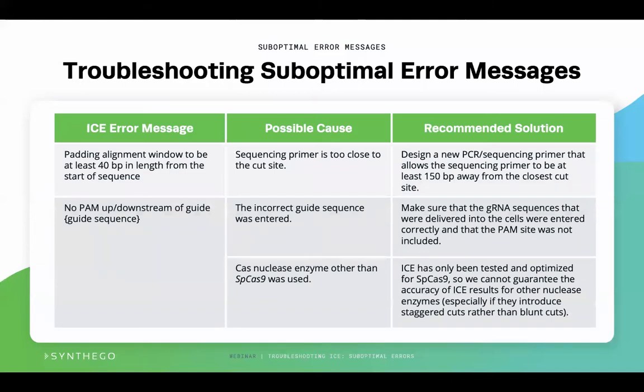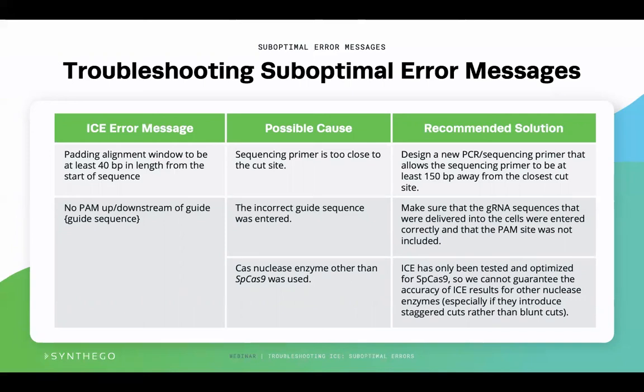Another common suboptimal error message is no PAM up or downstream of the guide sequence. There are 2 possible causes for not having a PAM sequence being recognized. One possible cause is having an incorrect guide sequence being entered into ICE initially. Similar to other messages with incorrect guides being entered, making sure you input the correct guide sequence into ICE is essential. This sequence should be the same exact guide sequence you introduced into your samples to create the genome edit.